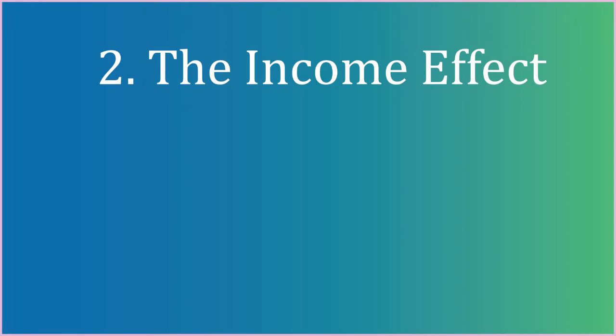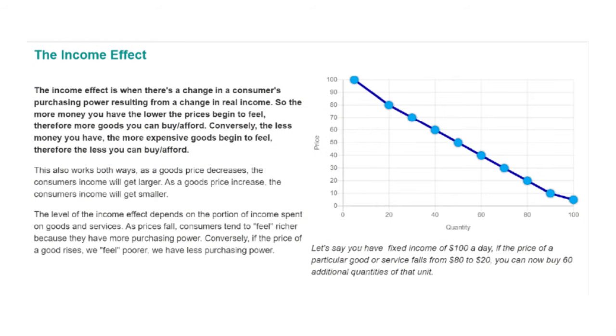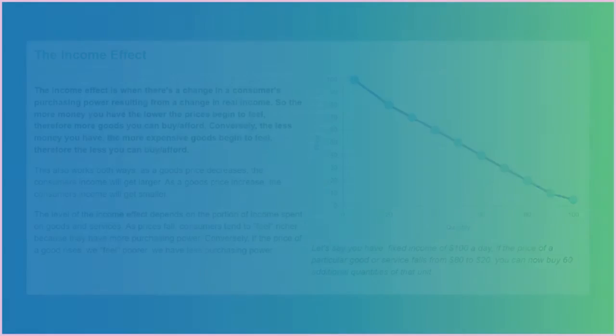This brings us to our next point, the income effect. The income effect is where there's a change in your purchasing power resulting from a change in your income. The more money you have, the lower prices begin to feel, and the more you can afford. And this works both ways. The less money you have, the more expensive goods begin to feel, and the less you can afford to buy.